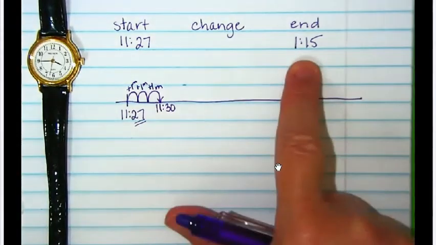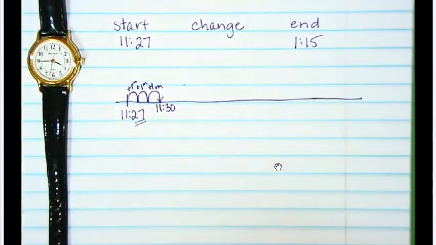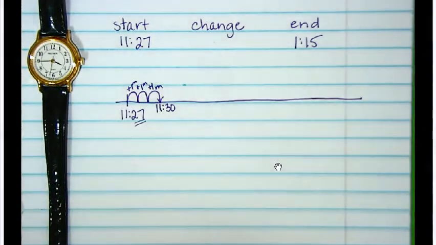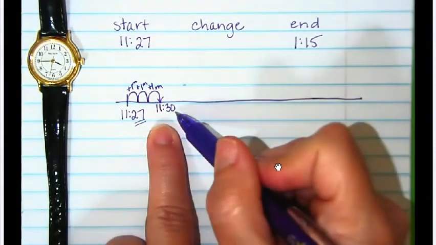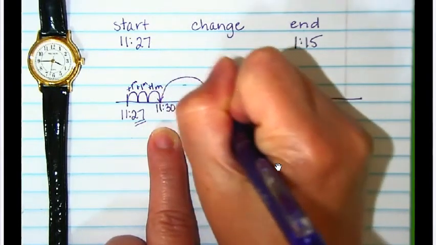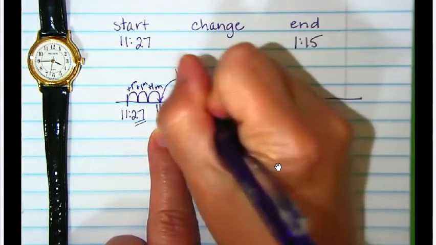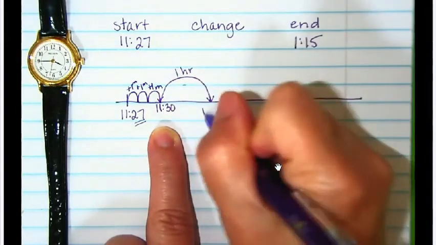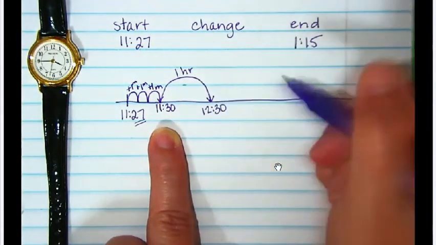I'm still trying to get to 1:15. So now I'm at that easier number. I'm going to jump by hours, okay, because now my brain can process a little bit better. So if I add an hour to 11:30, 1 hour, that's a big jump. 1 hour takes me to 12:30. Okay.